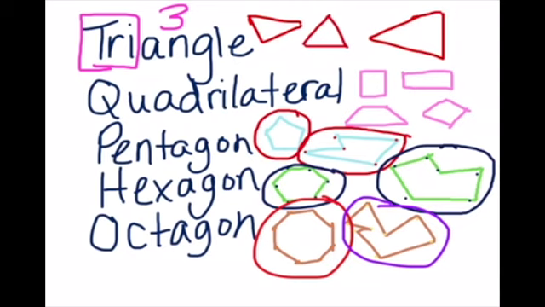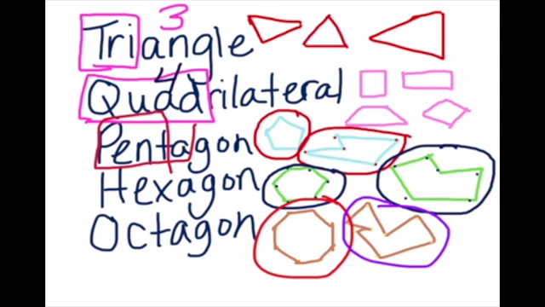Same with quad. I don't know about you, but I've ridden on a quad. How many wheels or tires does a quad have? 4. So quad means 4. And so anytime I see quad, that's my little hint to myself that quad means 4. Pentagon, that root word, pent, means 5. So if I see pent in the front of something, that means 5.